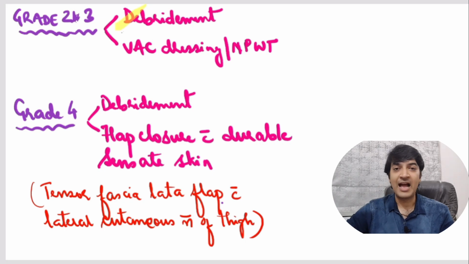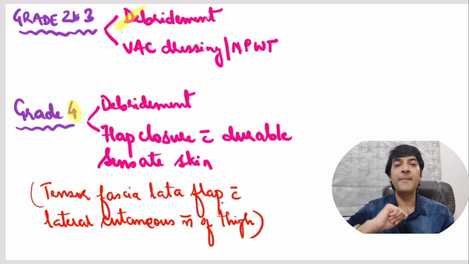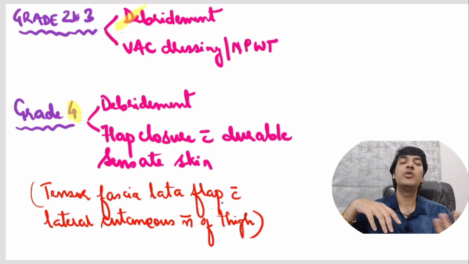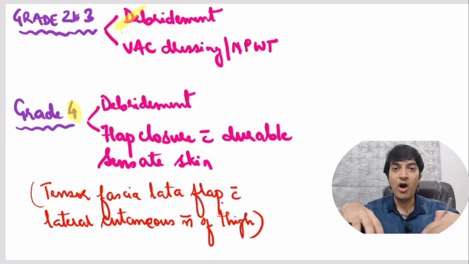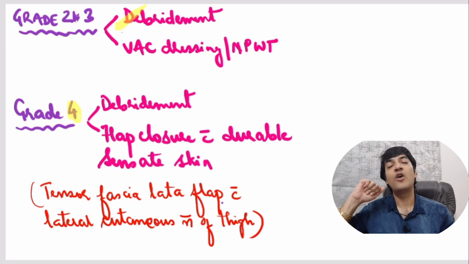What are we doing in grade 4? This is where the questions are usually asked. Along with the debridement, that has to be done. You cannot apply VAC or NPWT, because even if you apply it, it is not going to heal the wound. You need to replace the gap which has been formed. The gap left after debridement has to be filled. How do you fill it? With the use of flaps.